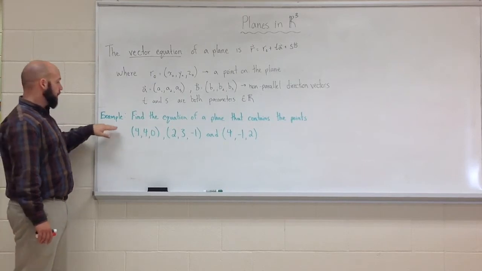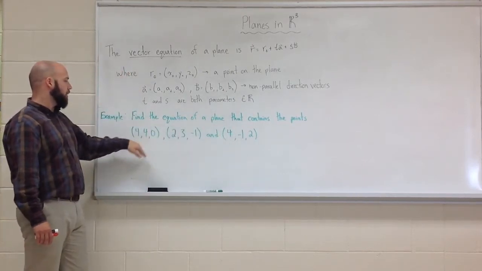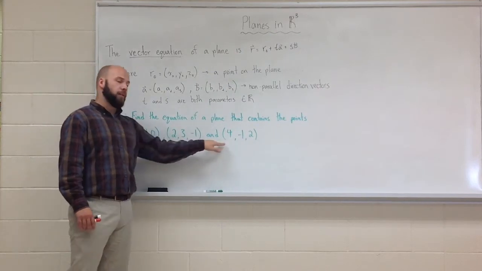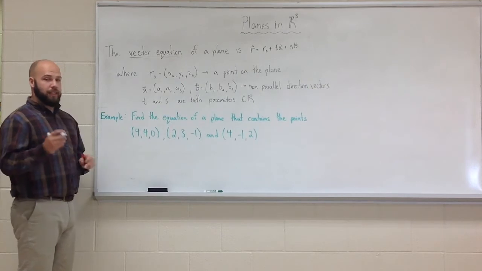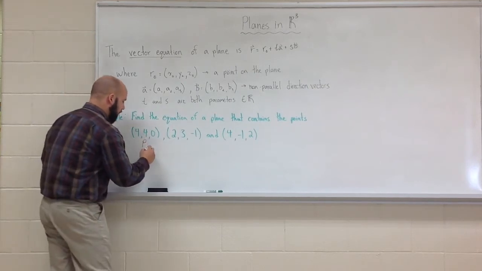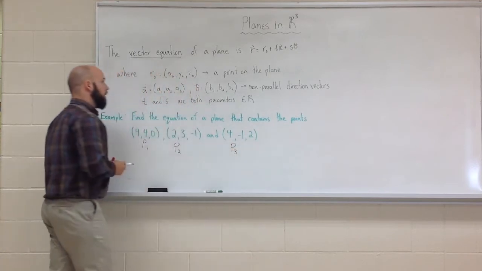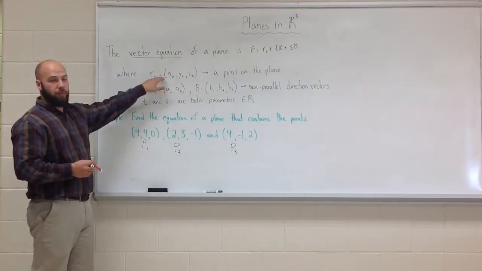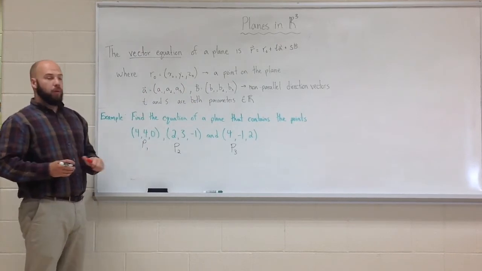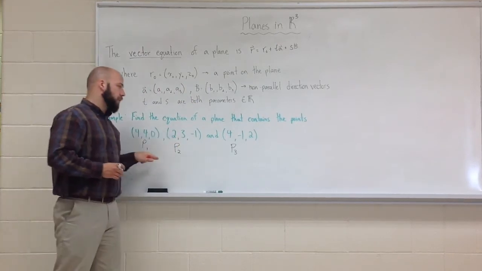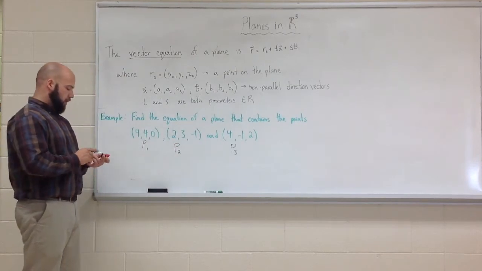Let's look at the example. Find the equation of a plane that contains the points (4, 4, 0), (2, 3, -1), and (4, -1, 2). To do this, let's label our points P1, P2, P3. We need a point on the plane and 2 non-parallel direction vectors. We can calculate vectors between these points to get those direction vectors.